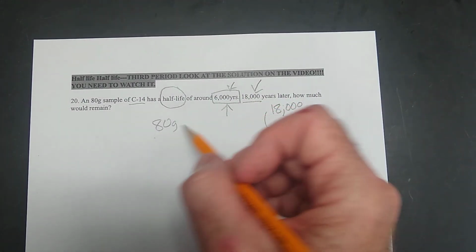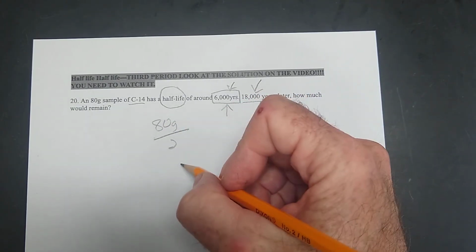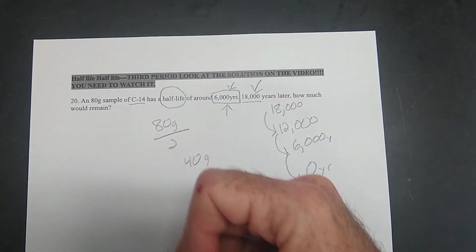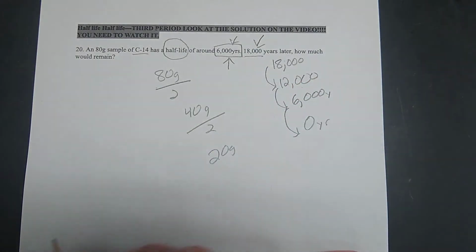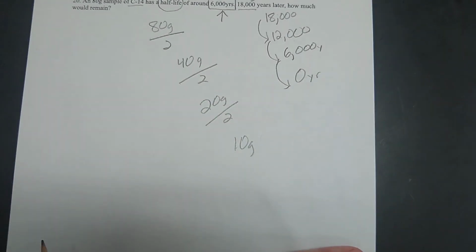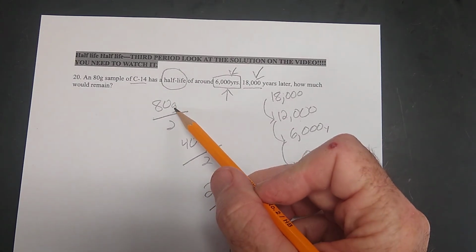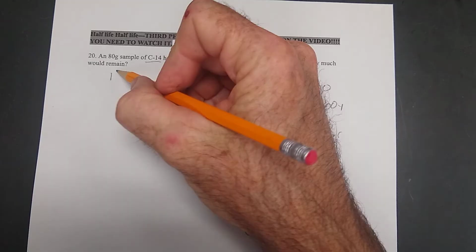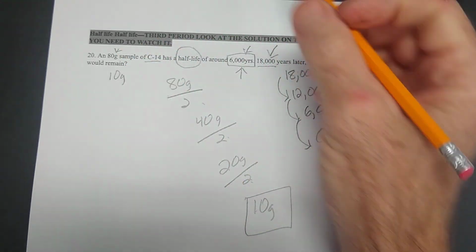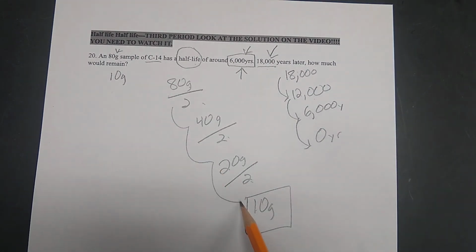So you started out 18,000 years ago with 80 grams. Then you divide that by 2. Then 12,000 years ago, there were 40 grams. Divide that by 2. 6,000 years ago, there were 20 grams left. Divide that by 2. And now, there's only 10 grams left. There would only be 10 grams remaining of the 80 grams because you went through 3 half-lives. 1, 2, 3. All right.